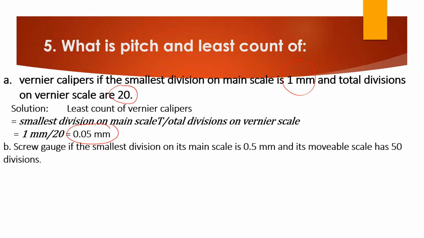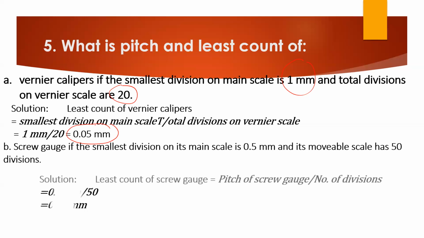In part B, they were asking about the screw gauge: if the smallest division on the main scale is 0.5 millimeter and its movable scale has 50 divisions. So we'll use another formula for finding the least count, that is the pitch of the screw gauge divided by the number of divisions on the circular scale, or the number of divisions on the movable scale. The pitch of the screw gauge is 0.5 millimeter, and the number of divisions on the circular scale is 50. So we will divide 0.5 millimeter by 50, and we will get 0.01 millimeter.